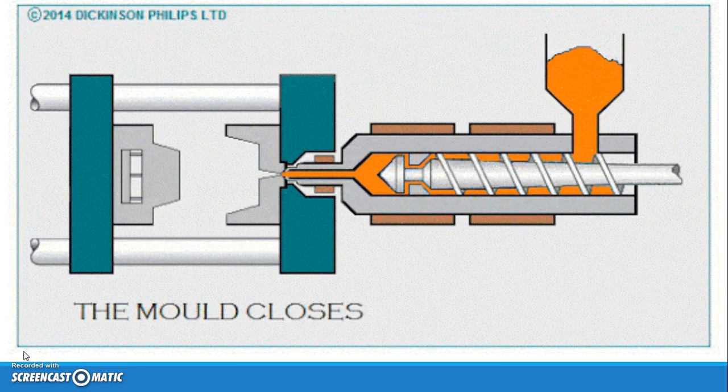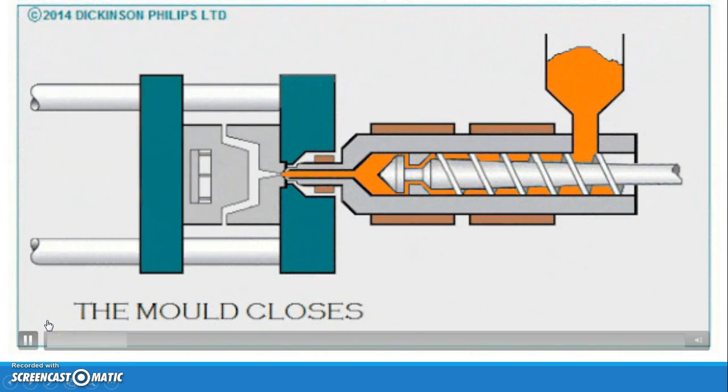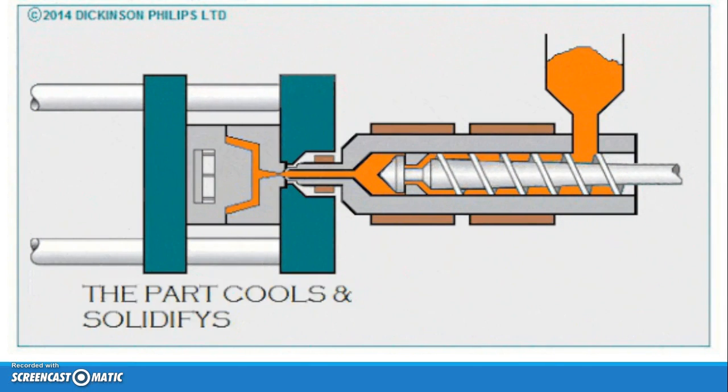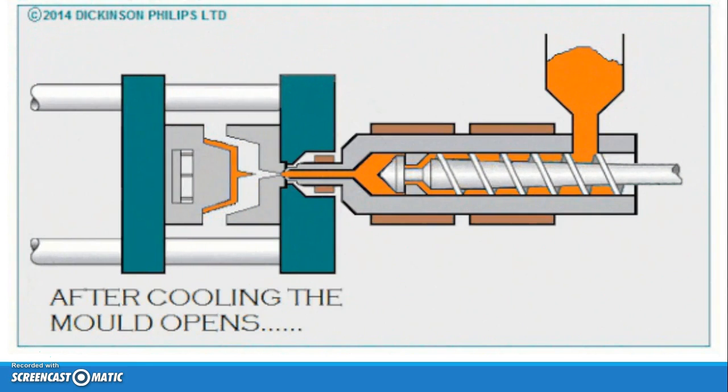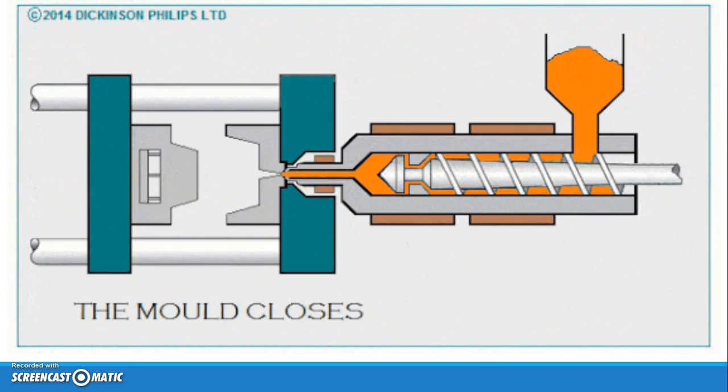For some of you who don't have any idea about what injection molding is and how it works, let's see this animation. There are four steps involved in injection molding. First is mold closing. Second, plastic gets injected into the mold. Then the screw retracts and gets ready for the next shot. Then the cooling of the product, and then the ejection of the product. This way a large number of plastic products can be manufactured using injection molding, fully automatically.